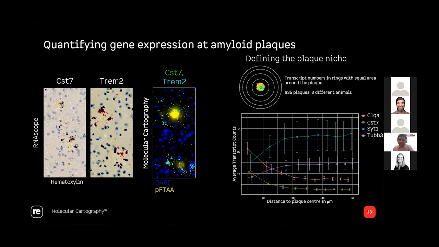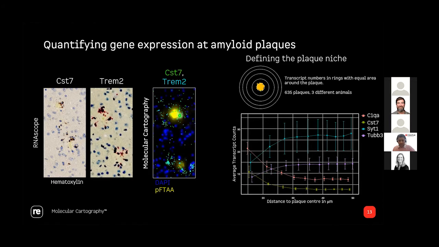We took each plaque as a center and then we drew concentric rings of equal area around these plaques. And then we essentially counted transcript numbers in rings with equal area around the plaque, as I said. I'm just showing here an example of 4 different genes: C1QA, CST7, SIT1, and TUBB3. So if you, for example, just focus on C1QA and CST7.